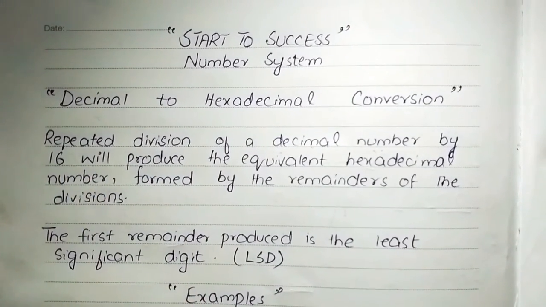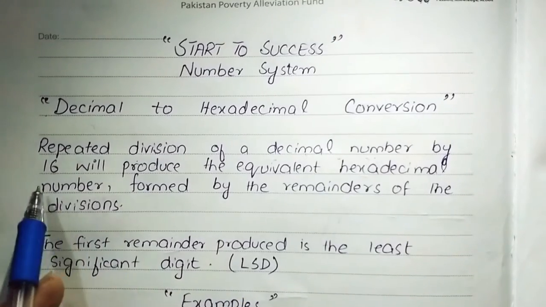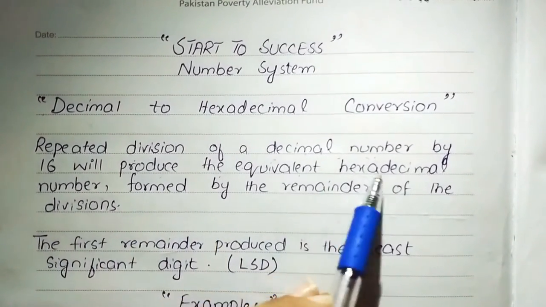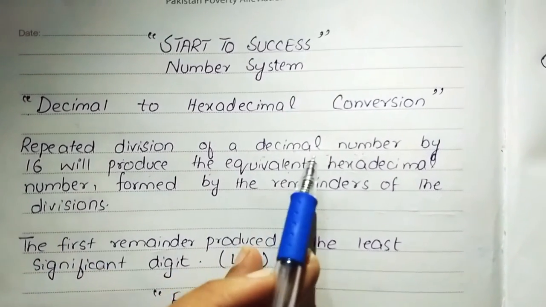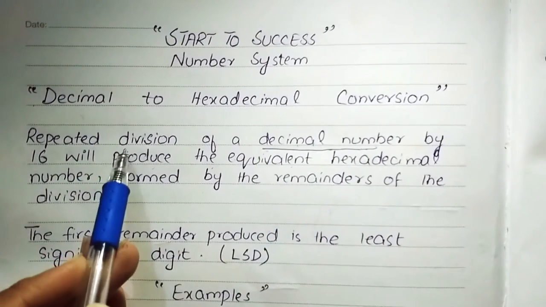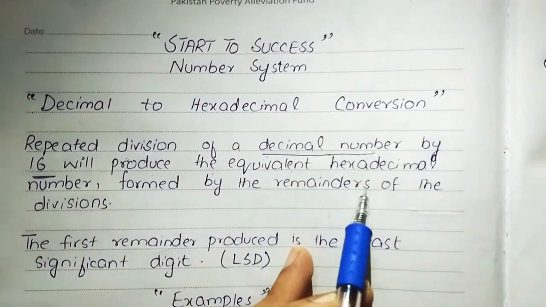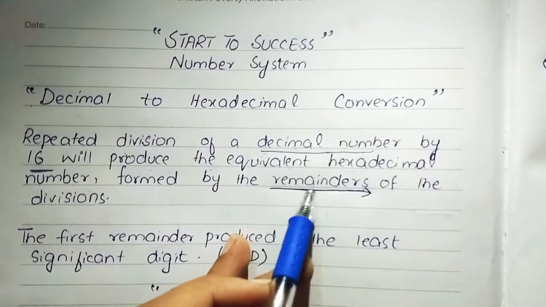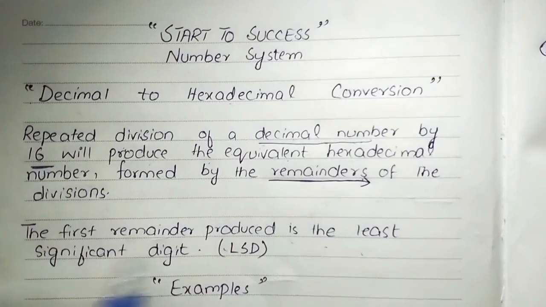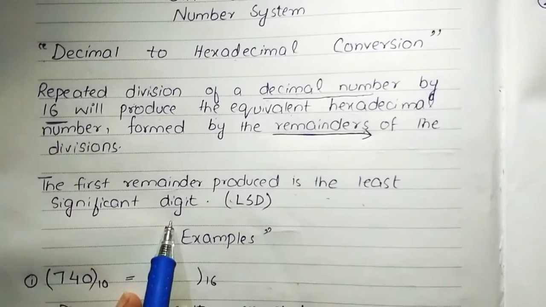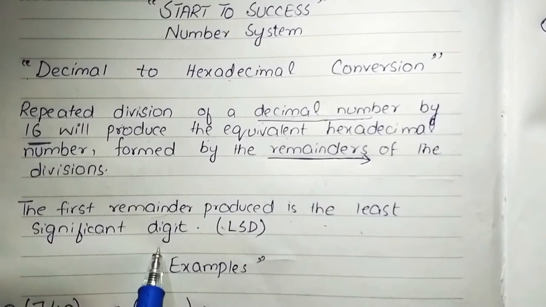The method we will follow is that repeated division of a decimal number by 16 will produce the equivalent hexadecimal number formed by the remainders of the division. So the decimal number will be repeatedly divided by 16 and the remainders will be produced. These remainders will help us to convert this number to hexadecimal. The first remainder produced is the least significant digit. So we will solve it with the help of different examples so that we can clearly understand it.